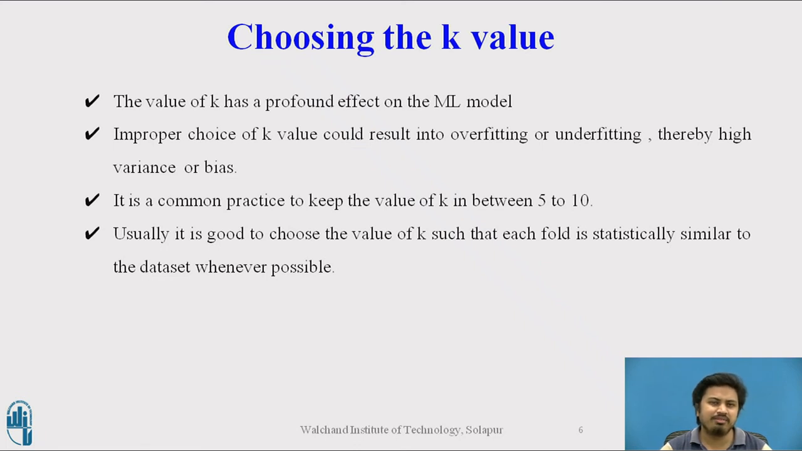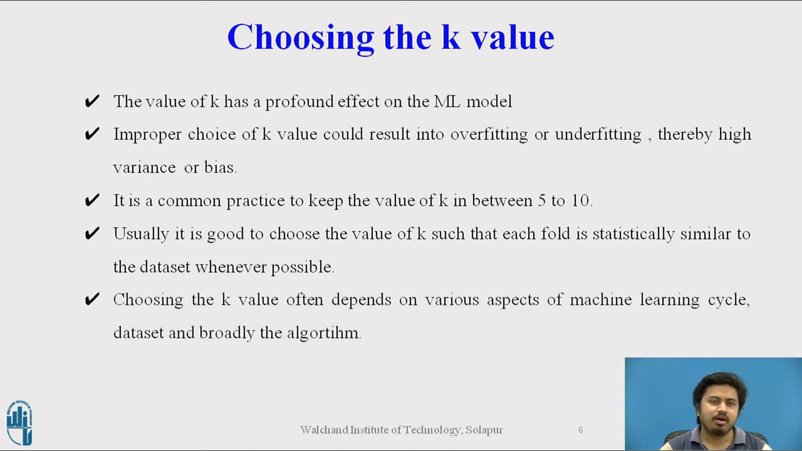There are various ways of sampling your data set into parts. Here come stratified, non-stratified and random sampling. As point number 4 says, it is always good that each part gives a good representation of the entire data set. But in the end, choosing the value of k often depends on various aspects of the machine learning cycle, which include the data set and what features I'm going to learn from the data set. It also depends broadly on the algorithm which the ML model would be employing to learn from the data set.